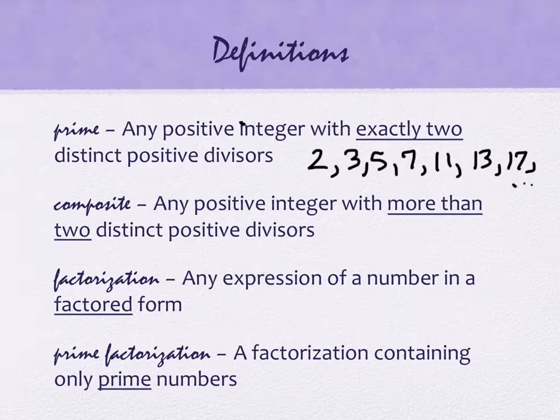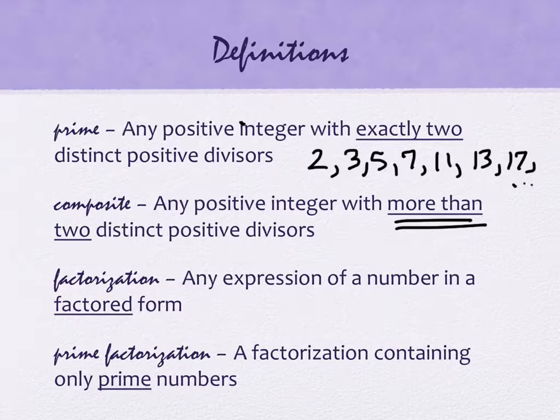But the description that has to be satisfied is that whatever the number is, it has 2 and only 2 different factors to make it up. Itself and 1. Doesn't divide by anything else. So a composite number is not just something that's not prime. It has a distinctly different description than that. It may not feel that different, but I'll tell you why in a minute. It's any positive integer with more than 2 distinct positive divisors.